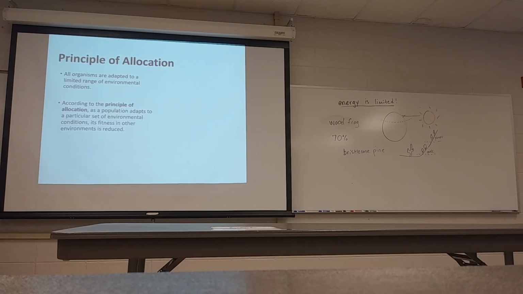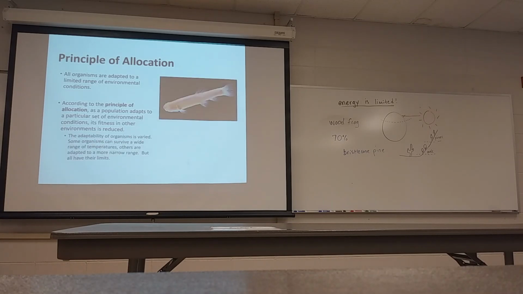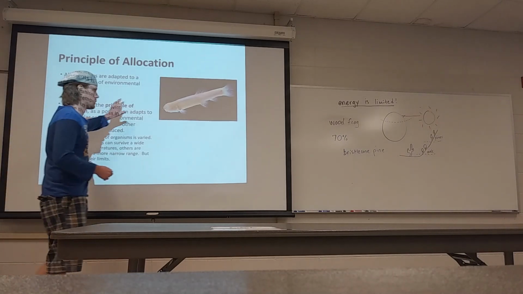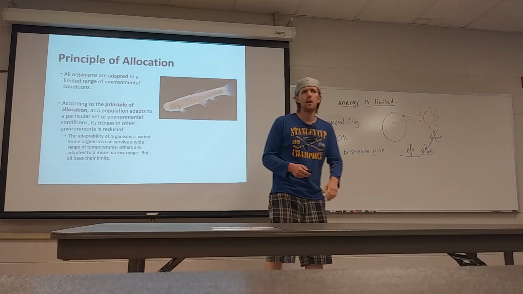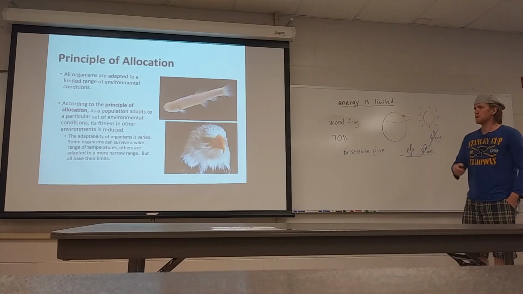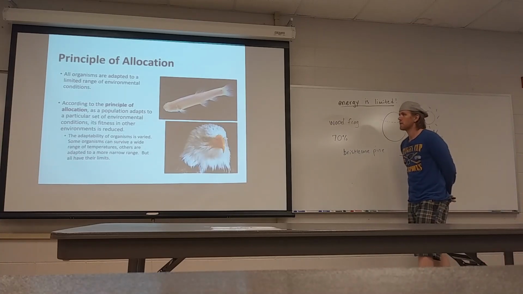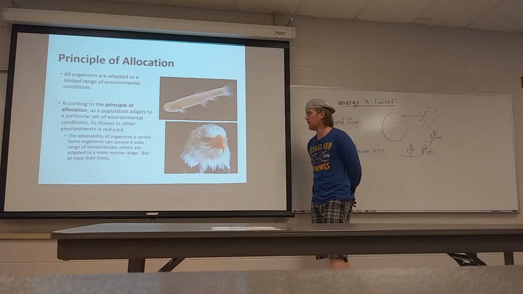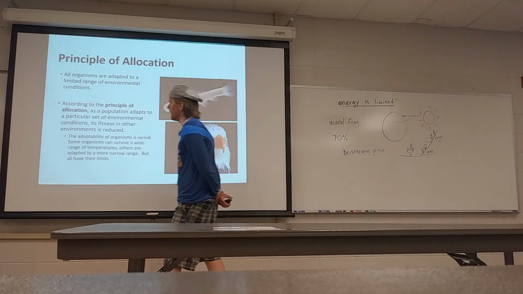So according to the principle of allocation, as the population adapts to a particular set of environmental conditions, its fitness in other areas is reduced. Here's an example, we'll get to this part shortly. Here's an example with eyesight as the sense that we're going to look at. Top picture is a cave fish, the bottom picture is a bald eagle.